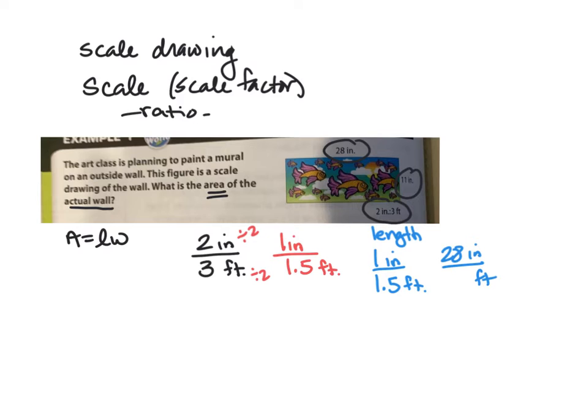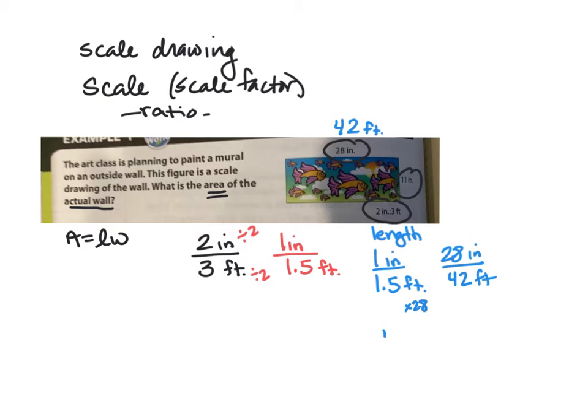Equivalent ratios, right? Now, if this is at 1, that makes it easy. What times 1 gives me 28? 28 does. So I'm going to do 28 also times 1.5, and that's going to give me the answer of how many feet. And by the way, that ends up being 42. So I now know that the actual wall will be 42 feet long.